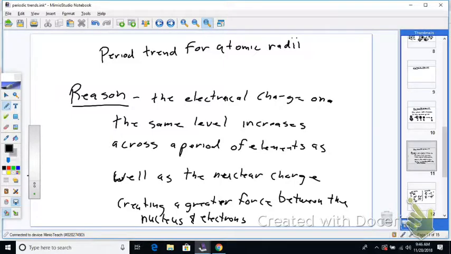Okay, so the electrical charge on the same level increases across a period of elements as well as the nuclear charge, creating a greater force between the nucleus and electrons, and that's what causes it to pull in. Okay, so those are the type of things that you're going to have to explain and use, and this would be an example for a period trend.